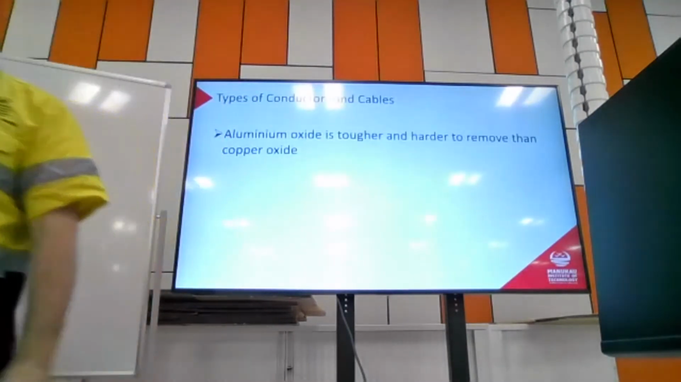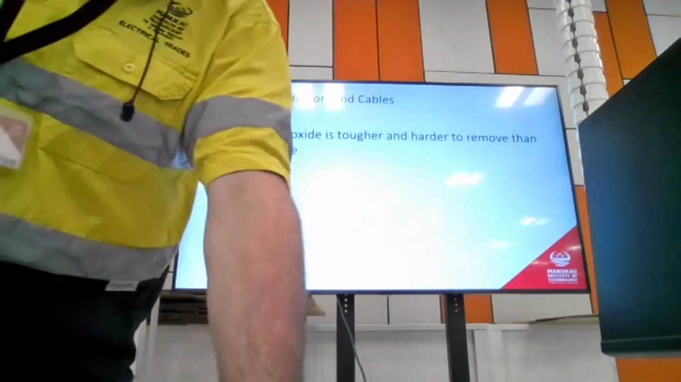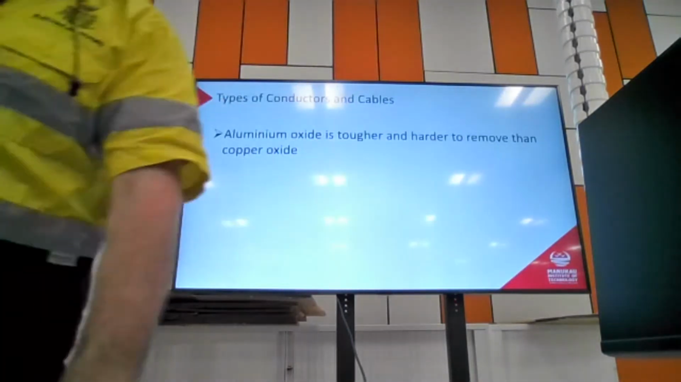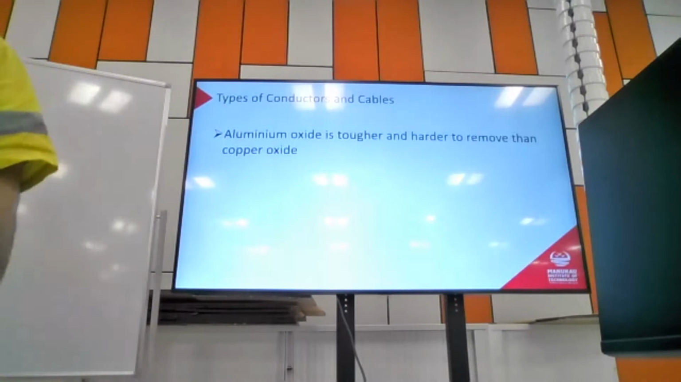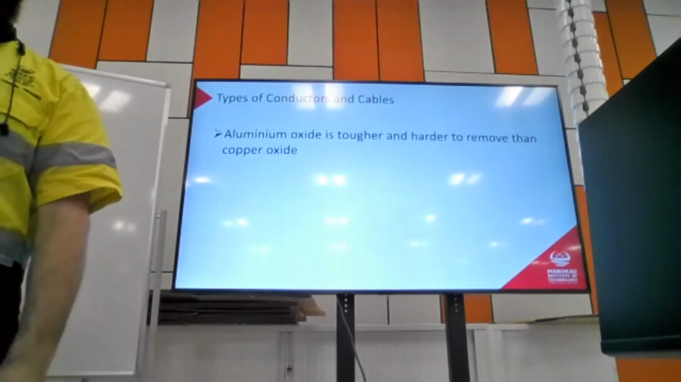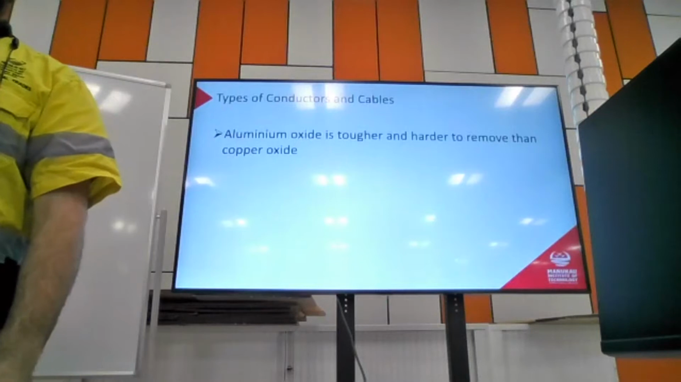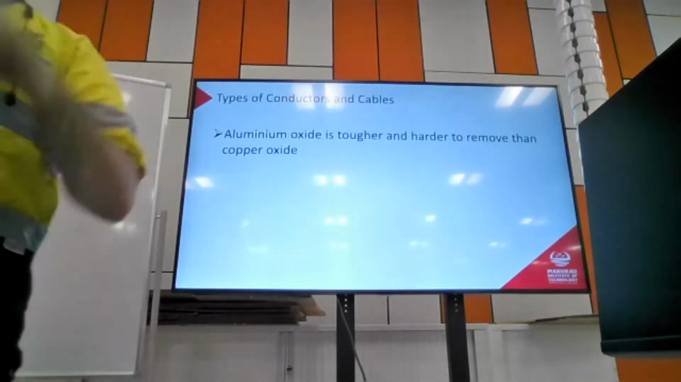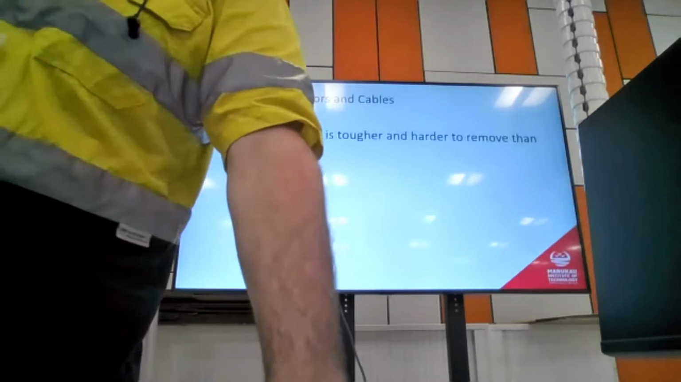Aluminium oxide is tougher and harder to remove than copper oxide, and it forms more quickly than copper oxide, exactly as I said. So that's our main downfall of the aluminium cable, other than it having a slightly higher resistance than copper: it's not easy to join. It's not easy to work with, because we've got to make sure that we eliminate that oxide layer.